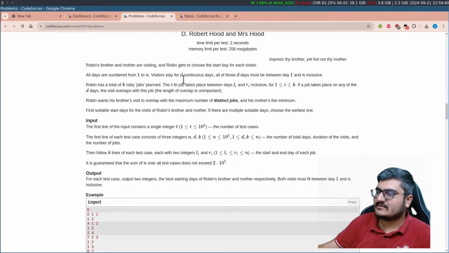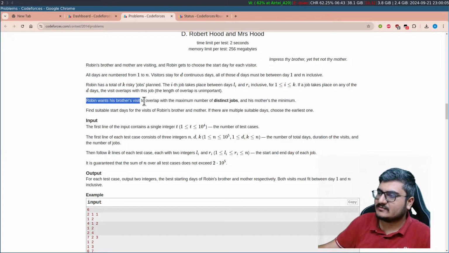Robin's brother and mother are visiting. Robin gets to choose the start day for each visitor. All the days are numbered from 1 to n. A visitor stays for d continuous days. All of those d days must be between 1 and n inclusive. Robin has a total of k risky jobs planned. The ith job takes place between Li and Ri inclusive. If a job takes place on any of the d days, the visit overlaps with his job.